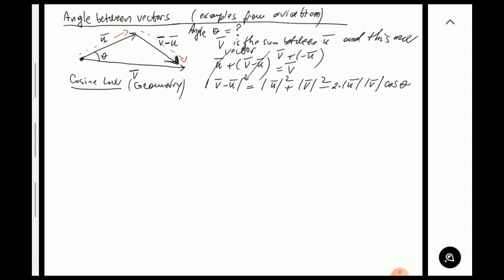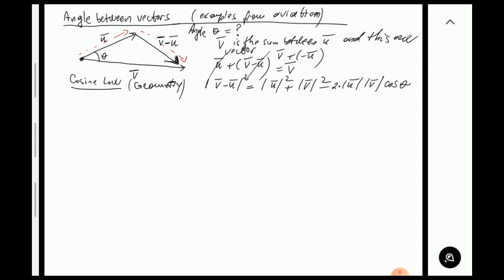So this is the so-called law of cosines. It relates the sides of a triangle. It's from classical geometry. It relates the sides of a triangle with the cosine of the angle between two of the sides. The only difference is that we refer to the magnitude of these sides by the magnitude of a vector.